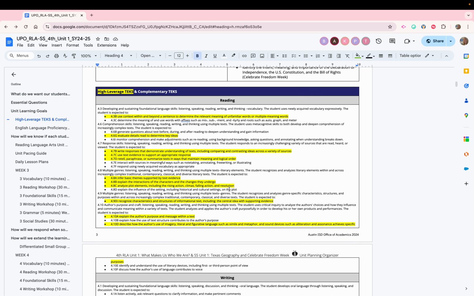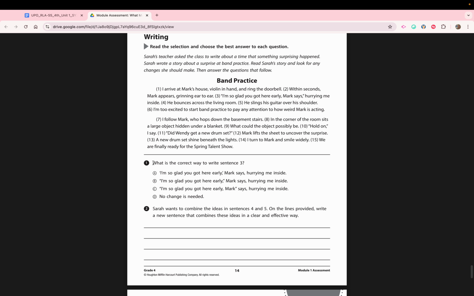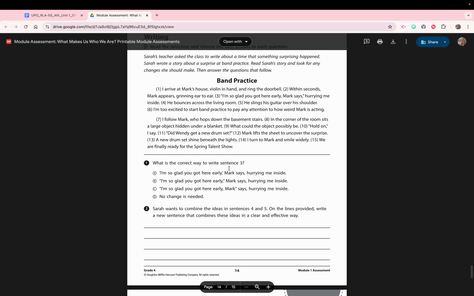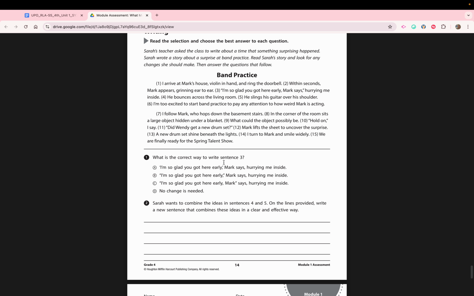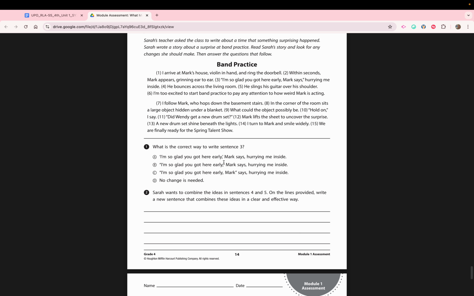So one of the things that throws kids off is the way these questions are asked. Like, what is the correct way to write sentence 3? If they don't know what that's talking about or how to go back, even if they know how to do the grammar skill, they might not understand what's going on. So exposure to this and just a simple explanation is usually all it takes, but you also have to make a little bit of time for that.